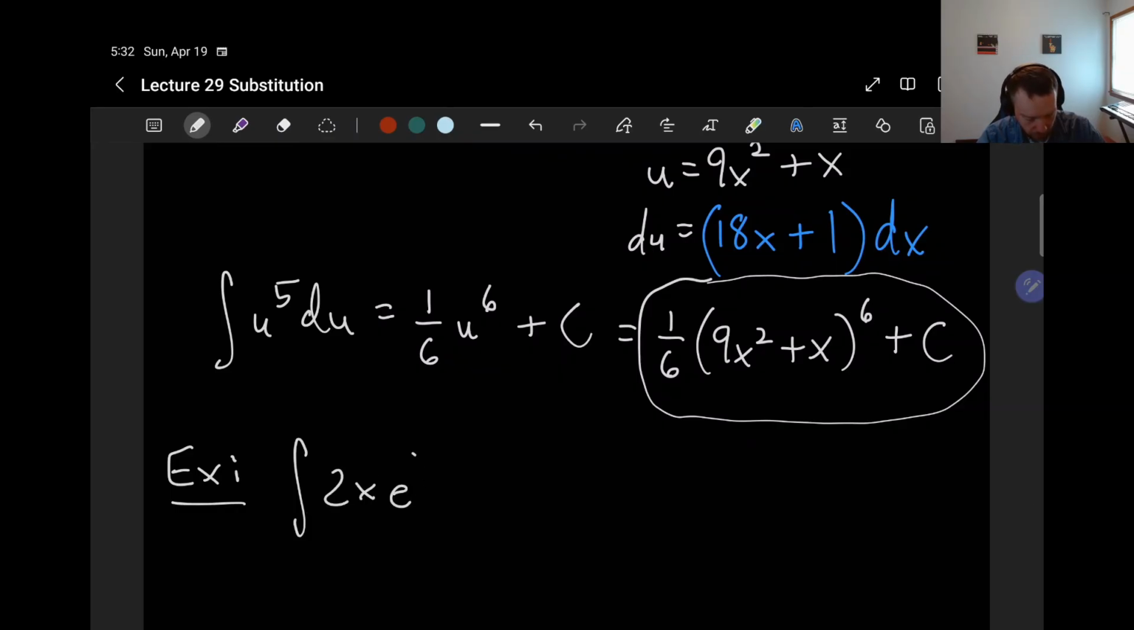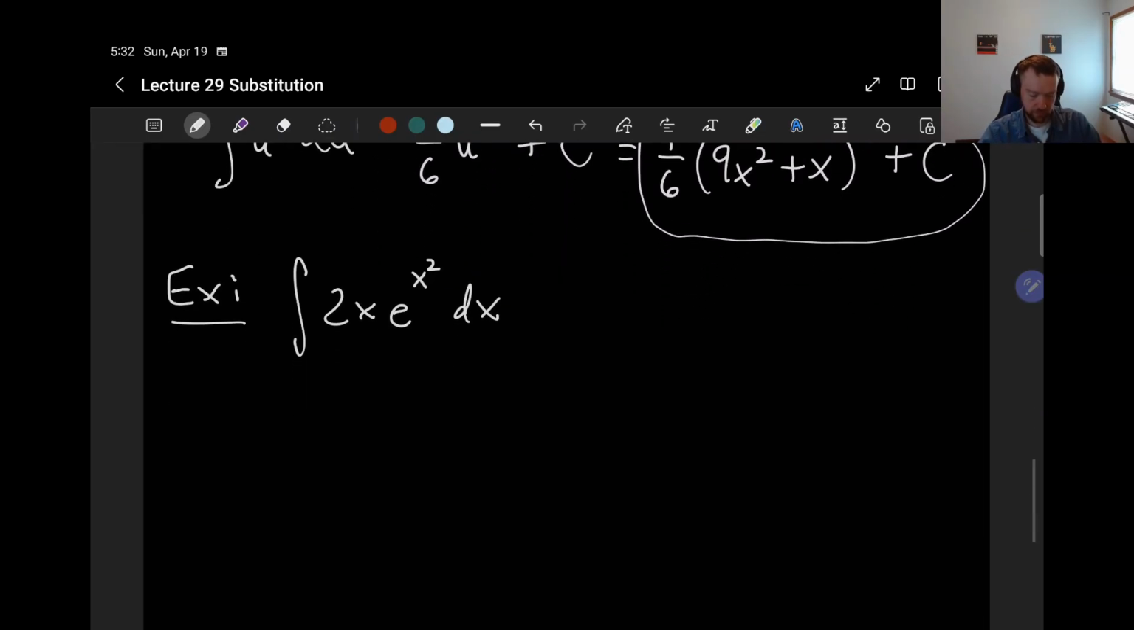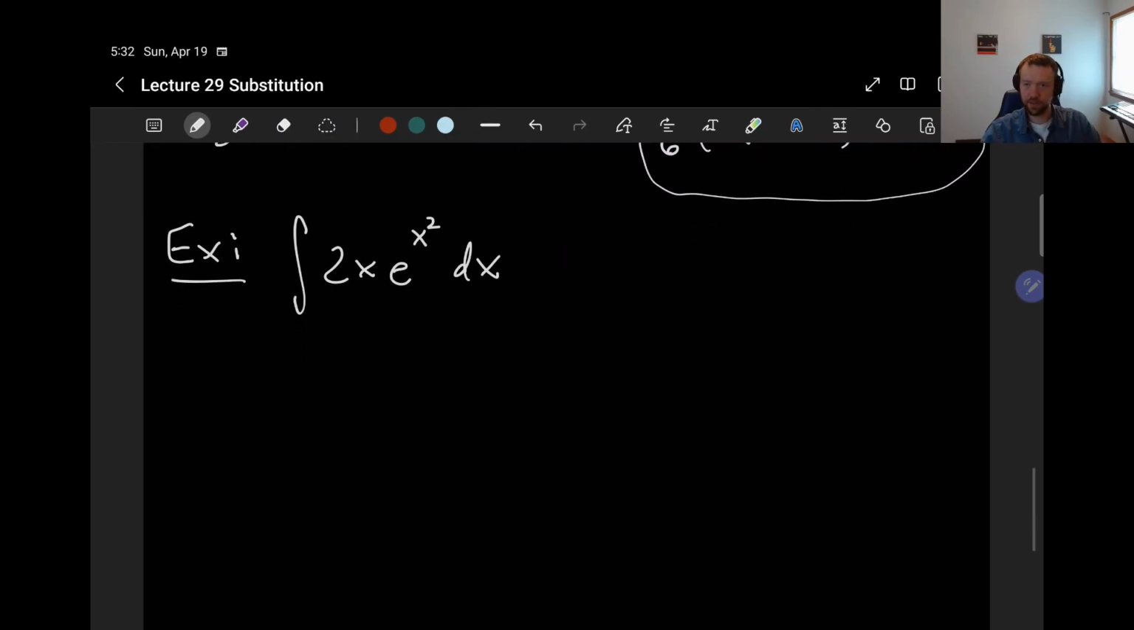Okay, let's find all antiderivatives of 2x times e to the x squared dx. So one way to tell that you are going to do a u substitution, besides the fact that we're in that lesson today, is if there's a lot of complicated stuff going on in the integral, that's a pretty good pointer that you want to do a substitution.